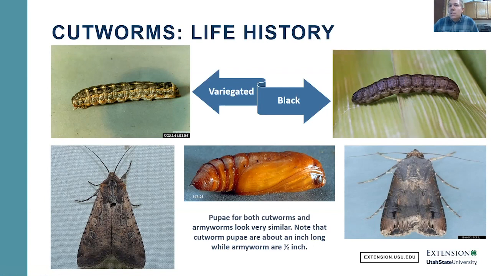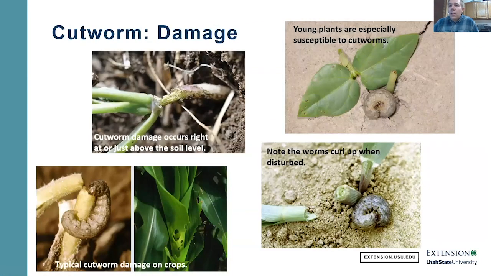Their damage is done mainly right at the soil level, just like their name, cutworm. They'll take a plant and just totally munch it off right at the soil and knock it over. So they're really, really hard on seedlings.